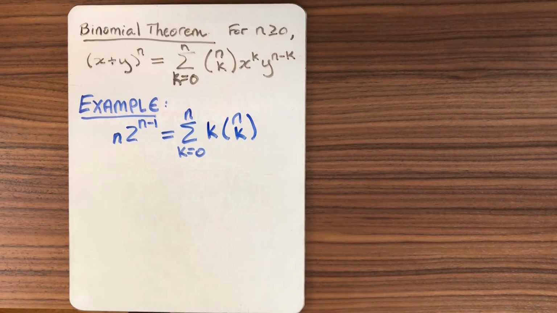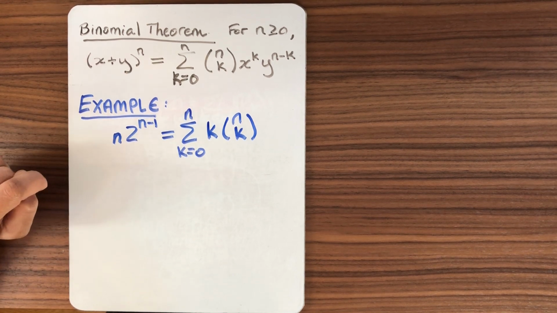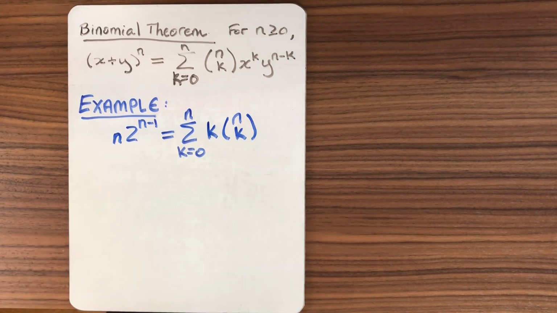Finishing up our conversation about the binomial theorem, I have one more interesting application to go over in detail. So here is the example. We want to prove that n times 2 to the n minus 1 is equal to the sum of k times n choose k. So I'm going to do this in two ways. We're going to do it algebraically using the binomial theorem, and we'll do it combinatorially by thinking about committees.